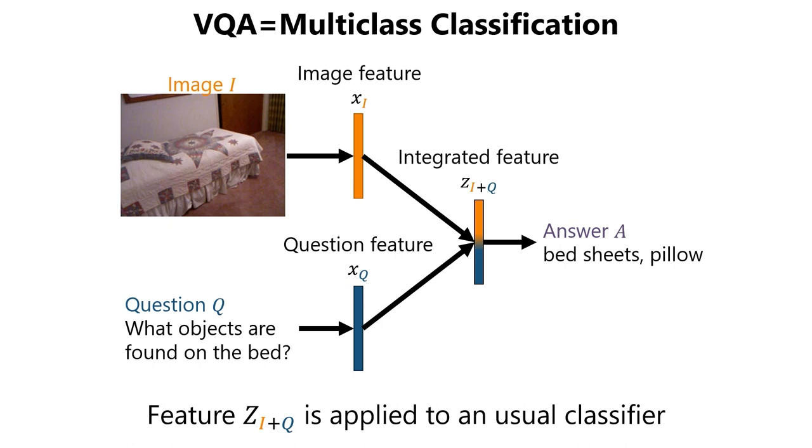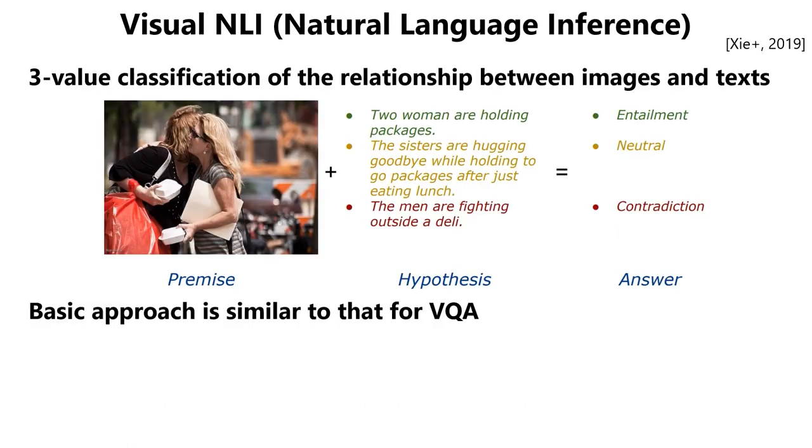This is another task called visual natural language inference, which is a three-valued classification of the relation between an input image and a sentence. For example, when an image here comes in, the sentence in green is a description of exactly what is contained in this image. So the relation here is entailment. Next, this is the yellow one.